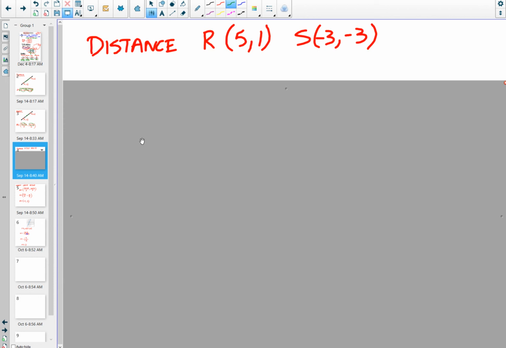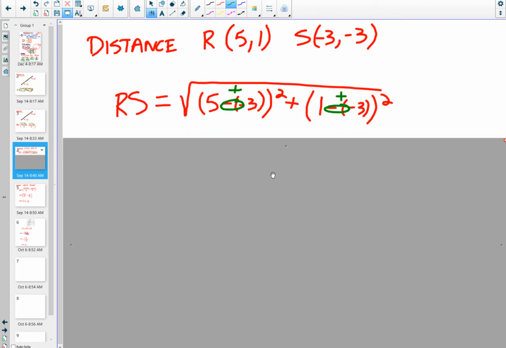When you plug them into the formula for distance, change the sign. Not for midpoint, but for distance. So I'm going to see for the X is 5, not -3, but +3. I'm going to see 1. I leave the first one the same. Instead of -3, I'm going to see +3. You can just write the plus there. I just kind of circled them to show people why.